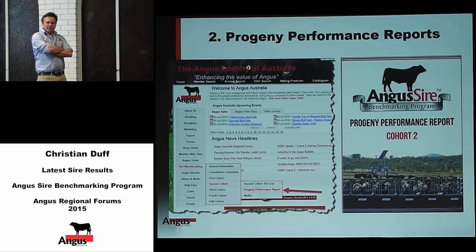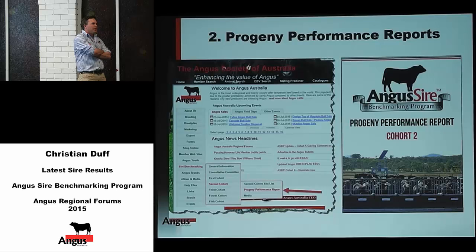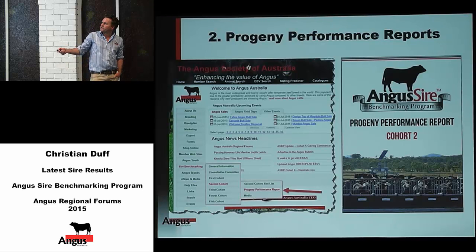The new information, and this is information we put a little bit out at our breed development forum in Armidale a couple of months back, but we've just revised it. And we've now got this information online, and we're calling it our Sire Benchmarking Program Progeny Performance Reports. And we've got one for each cohort. In this case, it's the front page for the Cohort 2 report.